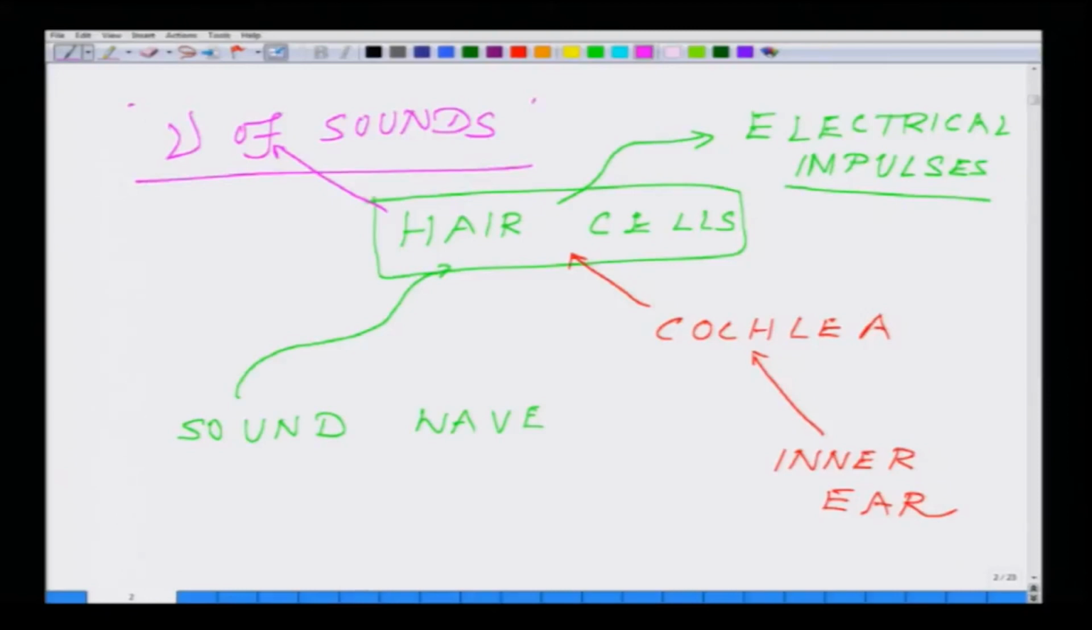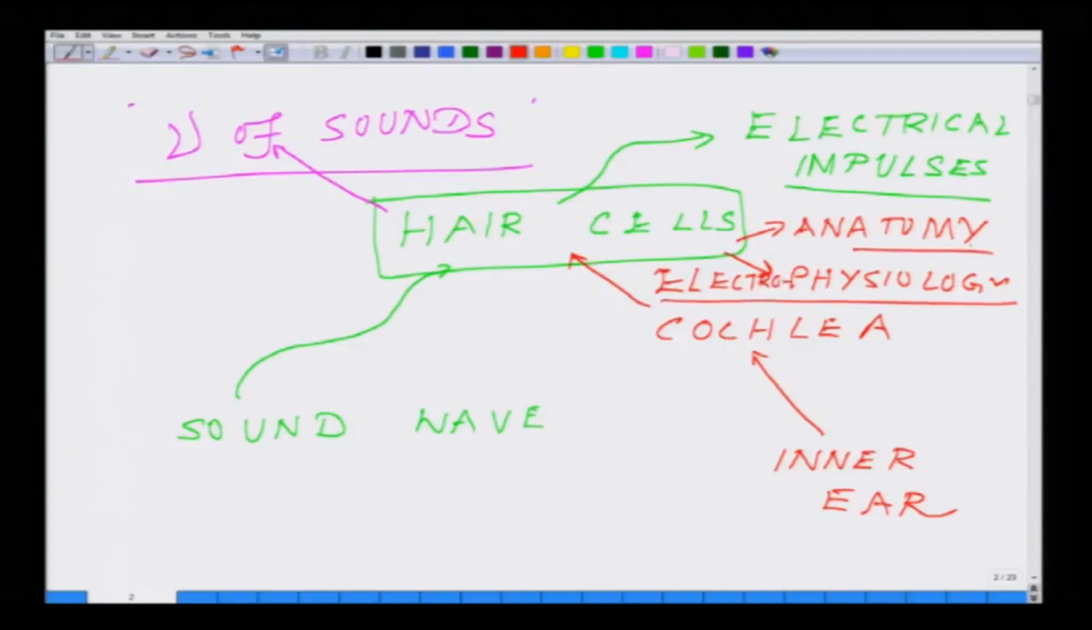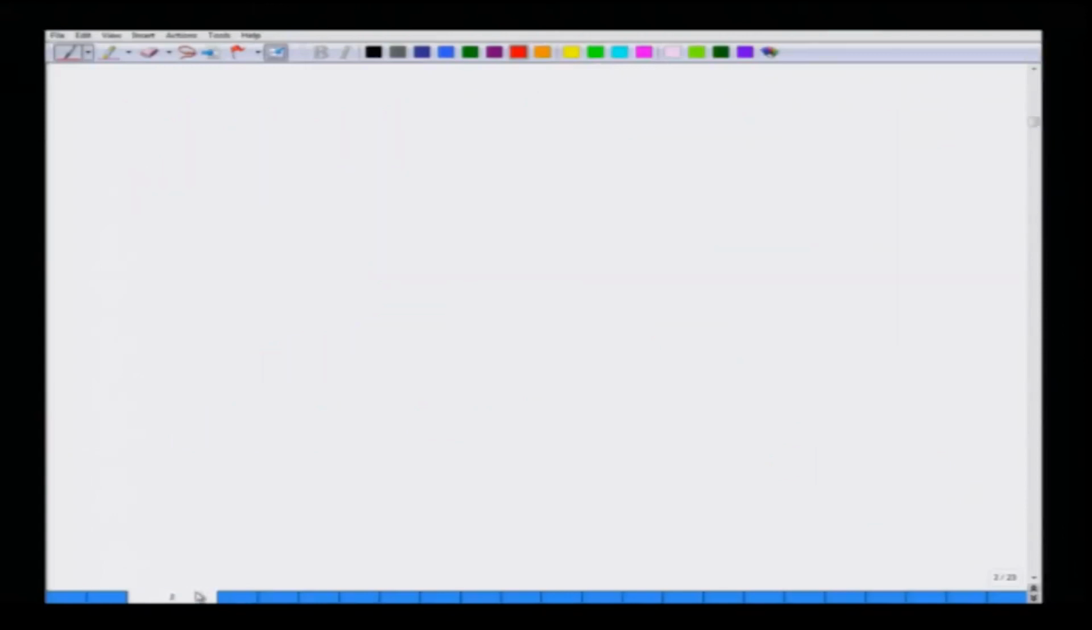So, we will be talking about hair cell anatomy and physiology, or actually essentially the electrophysiology of these cells. To start with, let us explore the structure of the ear itself.